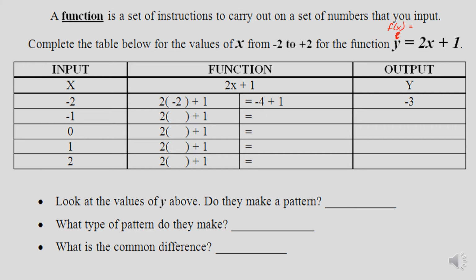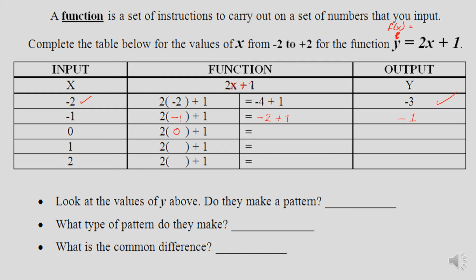Okay, so the first one is done for us. For x is -2, my function is 2 times x, so multiply the input by 2, and then add 1. So 2 times -2 plus 1 is -4 plus 1, which is -3. Okay, when the input is -1, what do we get? We get -2 plus 1, which is -1.